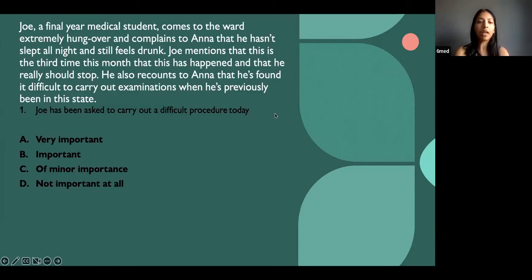Okay, so the answer is A in this situation because he's been asked to carry out a difficult procedure today. And we know from the information given that he's extremely hungover, he could be making mistakes, which could then compromise patient safety. The fact that he feels drunk could cause him to slip up. If he's taking bloods, he could miss the vein and cause more harm, which then loses trust between the doctor and the patient, or the medical student and the patient. And it puts professionalism at risk. So the fact that he has been asked to carry out a difficult procedure today is a very important factor for Anna to consider in this situation. So the answer is A.